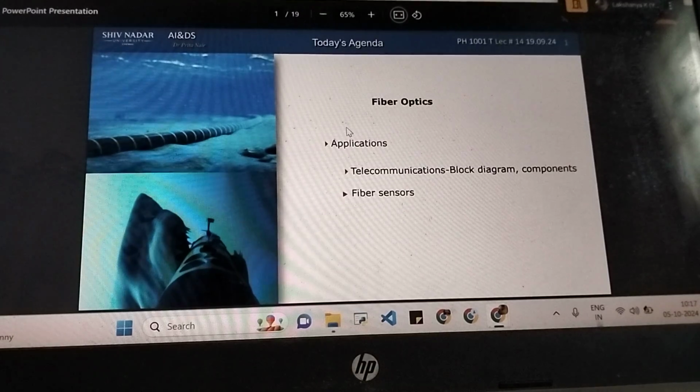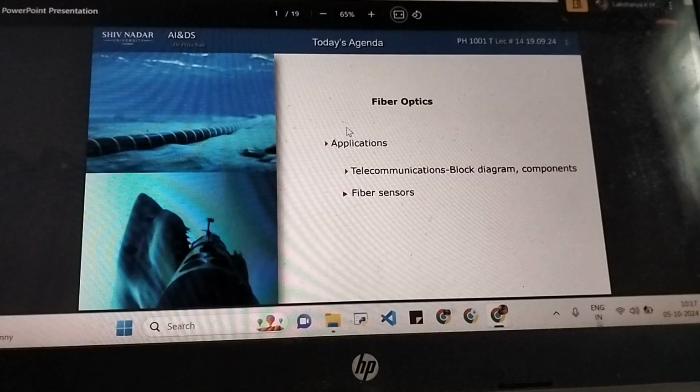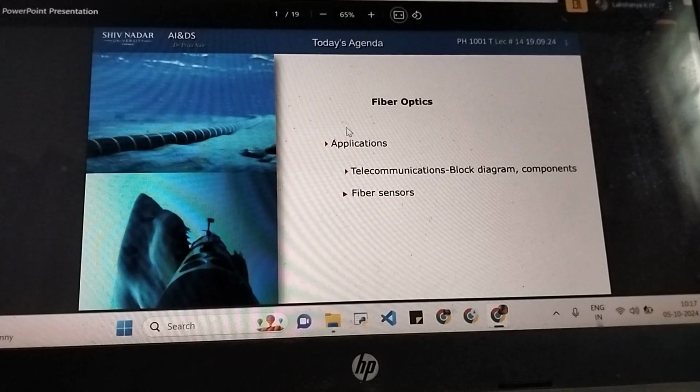There are two major applications. One is telecommunications and the other is sensors. So in this PPT we'll be looking at telecommunication, how it is used in your Wi-Fi networks and all that, and we'll also be looking at light sources and detectors a little bit. In the next PPT we'll look at fiber optic sensors and then we'll wind up.